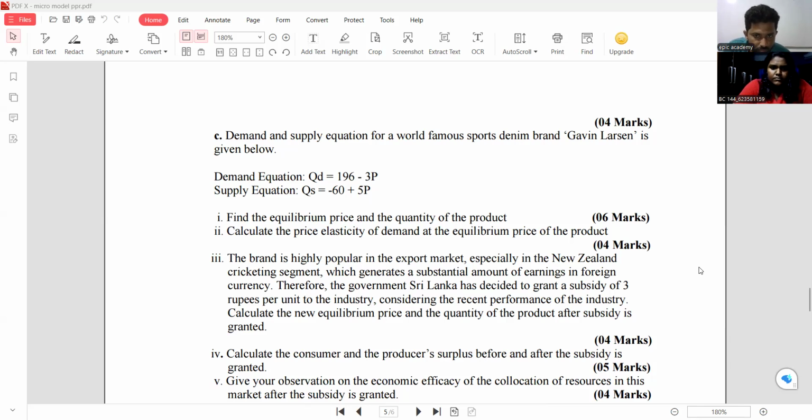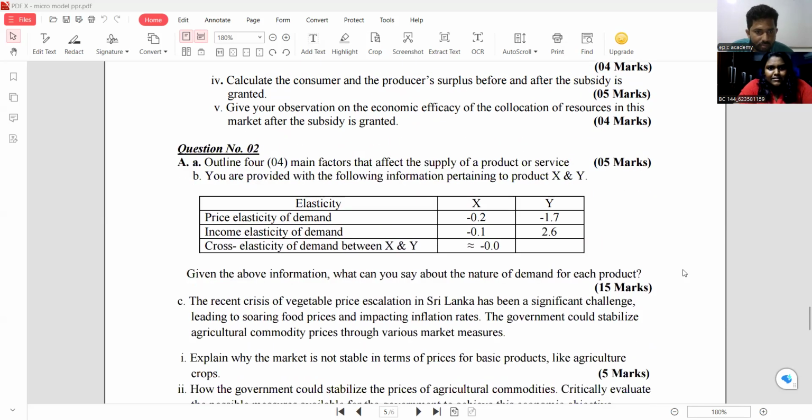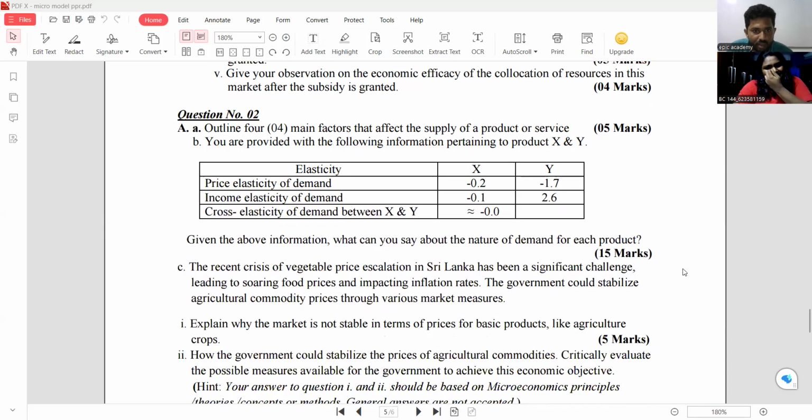Okay. Many questions are based on calculation, isn't it? Yes, sir. You can identify the price elasticity of demand. Just hold on. Question number 2: income elasticity of demand, price elasticity of demand, cross elasticity of demand. Outline the 4 main factors that affect the supply of goods and services. You are provided with the following information.